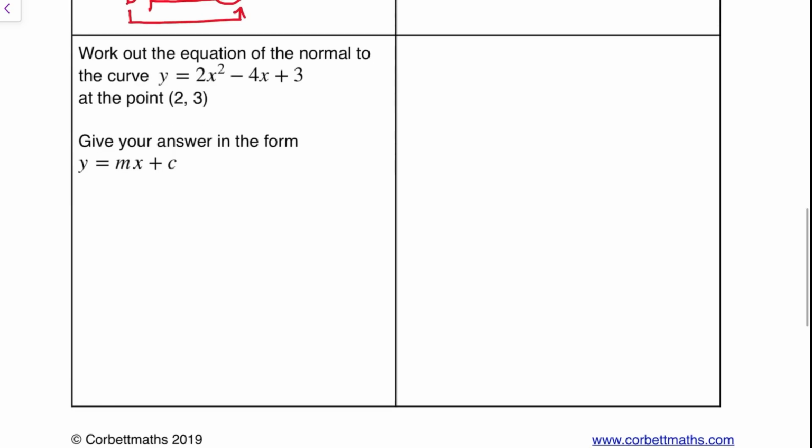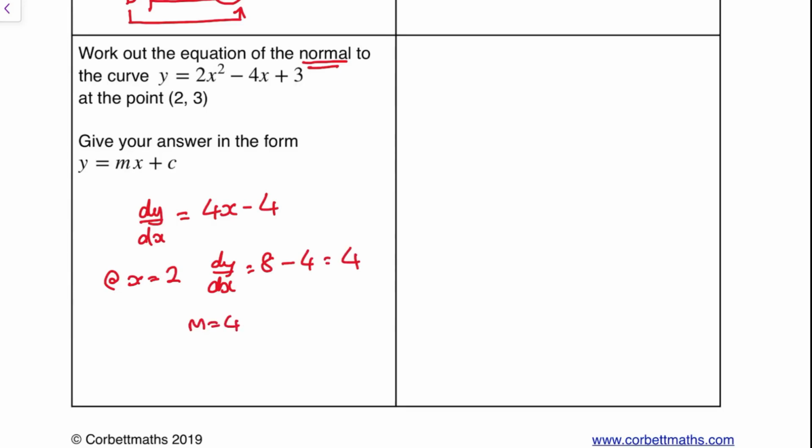Last question. Work out the equation of the normal. So obviously one of the key errors here is it's normal, not tangent. It's a differentiation question, so let's differentiate. There are always a couple of marks in the exam: 1, to know how to differentiate, 2, for actually differentiating correctly. So if I differentiate, I get 4x minus 4, and I want to know what the gradient is. So I'm going to use the gradient function at x equals 2. At x equals 2, dy/dx equals 4 times 2, which is 8, minus 4, which is 4. So my gradient is 4.